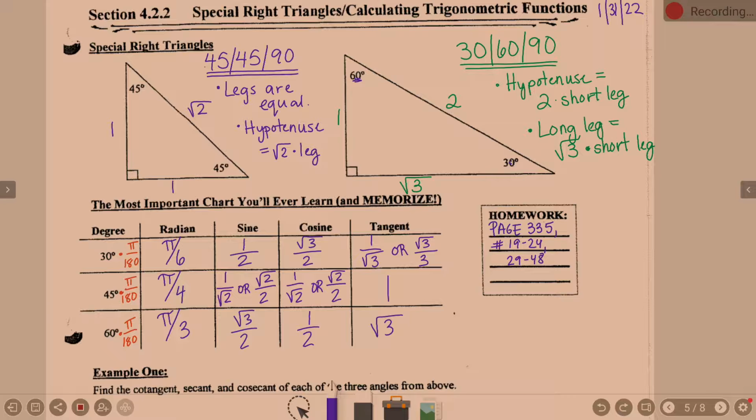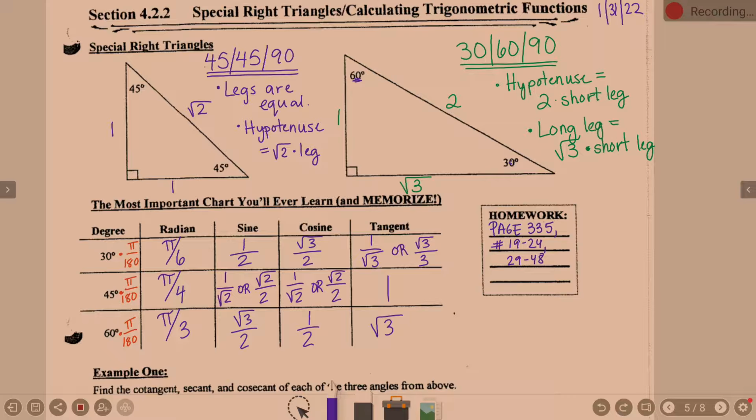As you become more familiar with this chart, you'll recognize some of the similarities, some of the relationships. This radian column, pi over 6, pi over 4, pi over 3. The more we work with it, the more you'll become familiar with it. I know in my brain, I just flip-flop the 3 and the 6 to help me remember what's what. You'll notice your sine and cosine of 30 and 60 are just flip-flopped with each other. We already talked about sine and cosine of 45 are equivalent. You'll notice tangent of 30 and tangent of 60 are reciprocals of each other. So all good relationships to know.